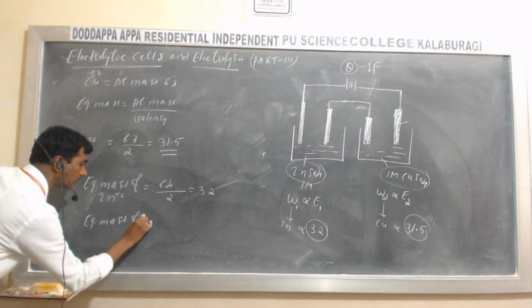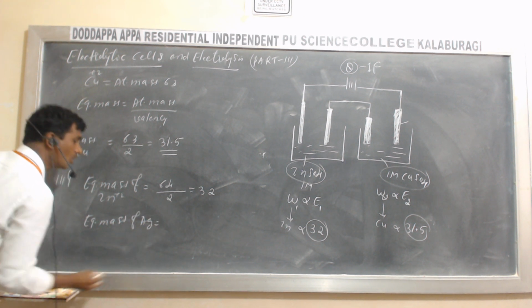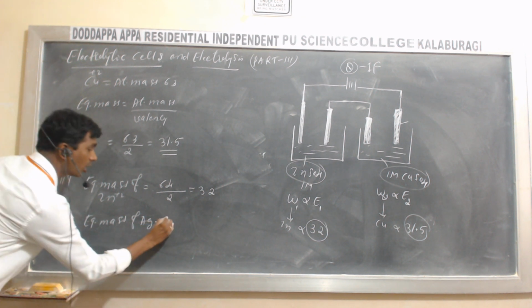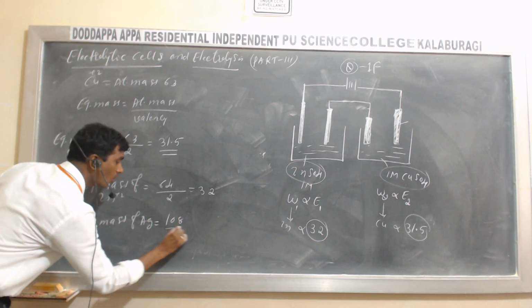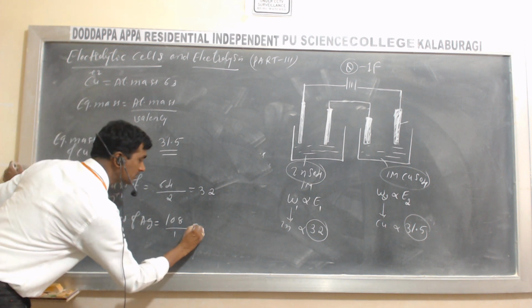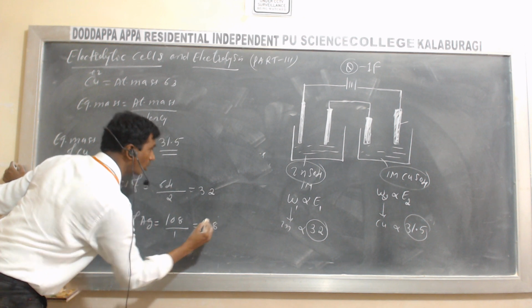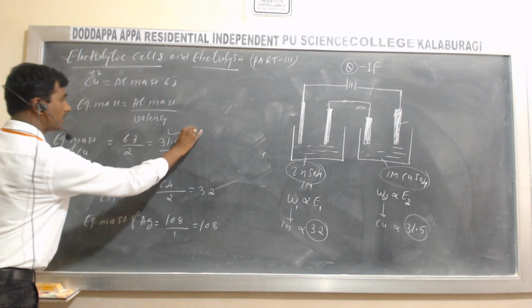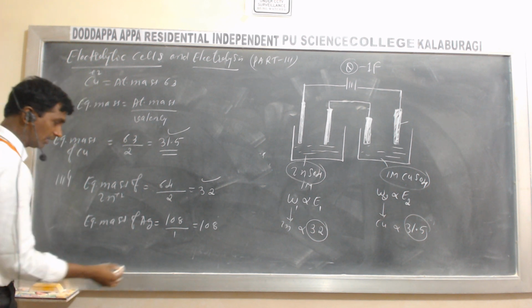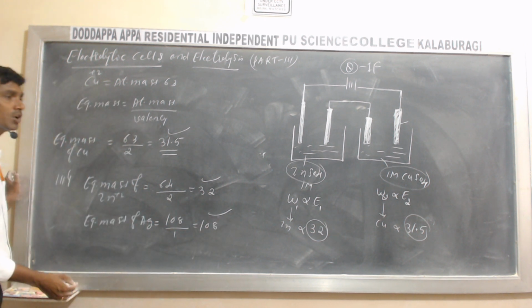For example, the equivalent mass of silver. What is the equivalent mass of silver? It is equal to the atomic mass of silver, which is 108. What is the valency of silver? It is plus 1. So it is equal to 108. So the equivalent mass of copper is 31.5, the equivalent mass of zinc is 32, and the equivalent mass of silver is 108.